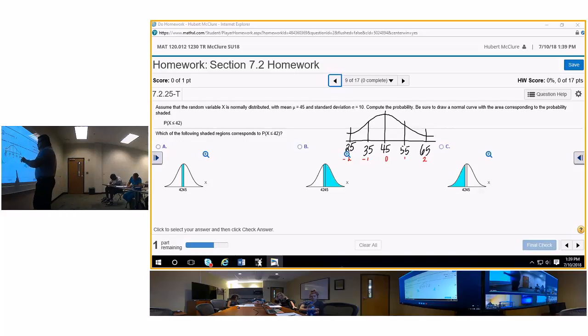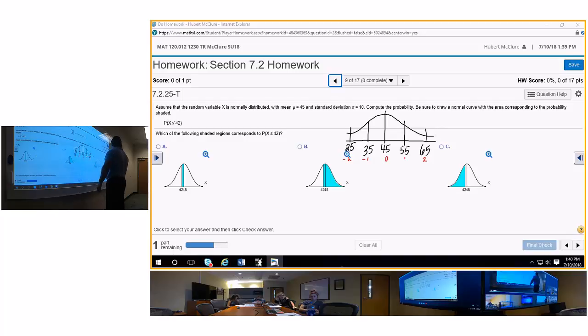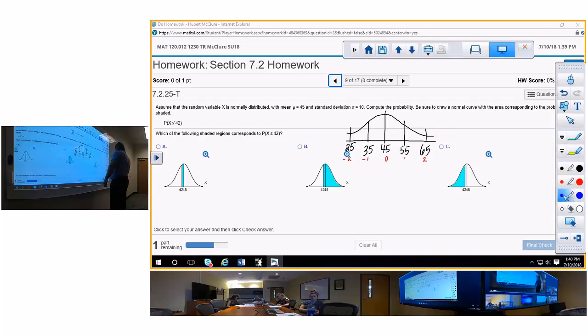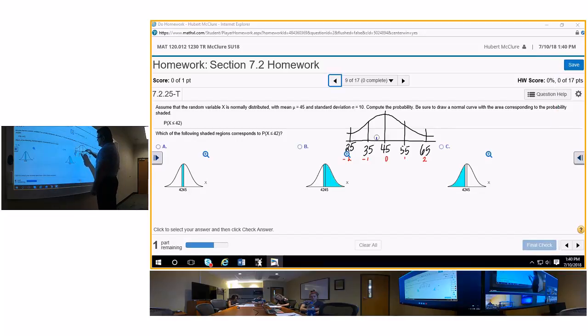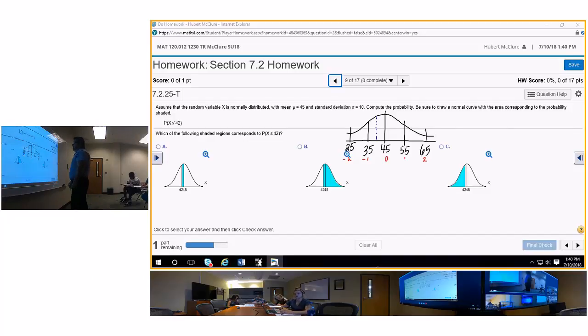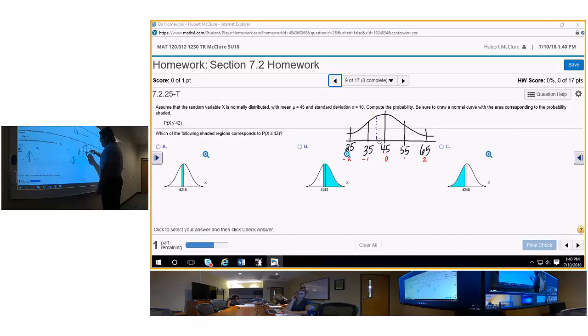All right. So I'm going to take my blue marker and I'm going to mark 42. 35 to 45 is 10, half of 10. So that means 40 is right here. There's 40. What's halfway between 40 and 45? 42.5, right? So I'm going to say the middle right here is 42.